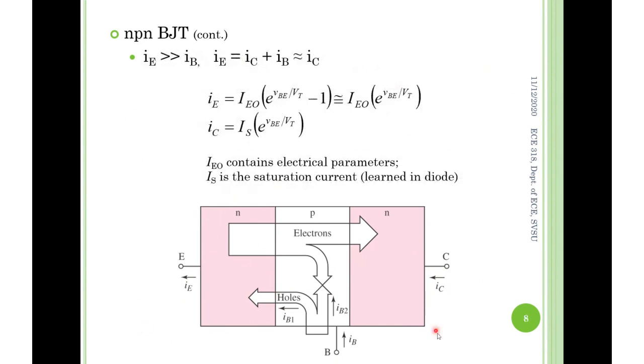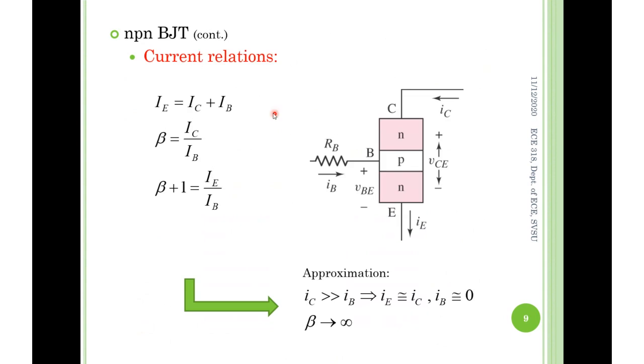And a little bit more model for IE and IC, and they're actually internally depending upon the VBE and the VT. But these are not the formulas we need for our DC analysis, so don't worry about them too much. Okay. And here are the DC relationships among those currents.